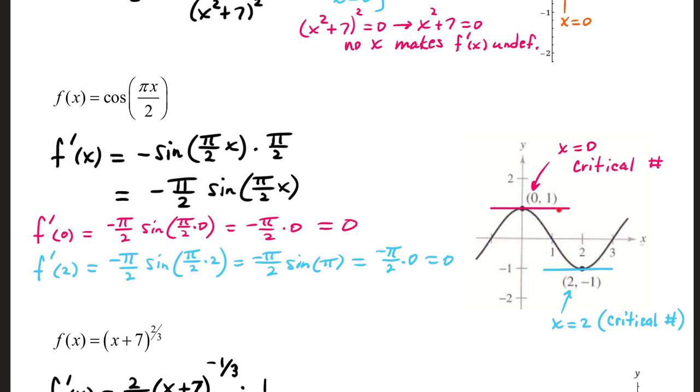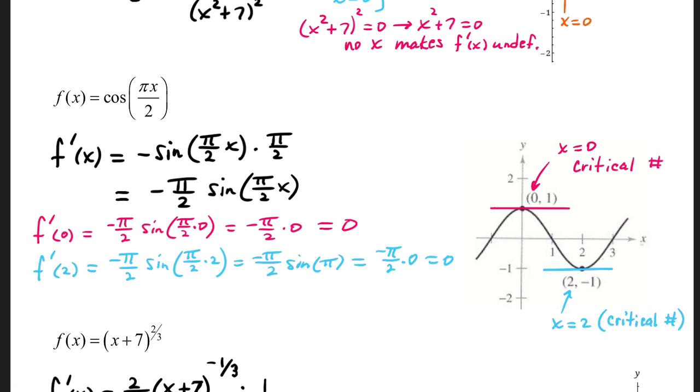That's a horizontal tangent line. Let's also note that at the bottom of the valley, we have a horizontal tangent line when x is 2. If we take our first derivative and substitute in both of those critical numbers, when we sub in 0 into the derivative, we get negative pi over 2 times sine of pi over 2 times 0. Sine of 0 is 0, times negative pi over 2, also 0.